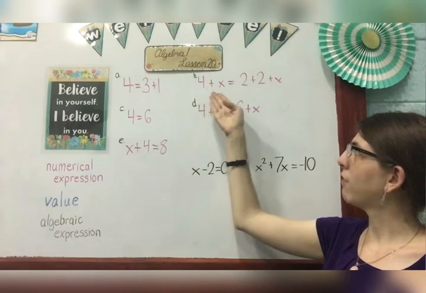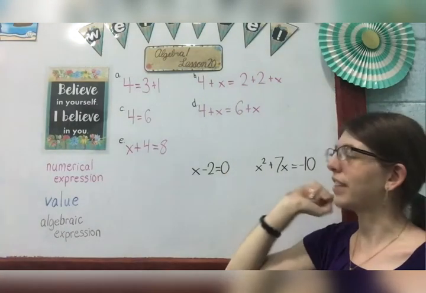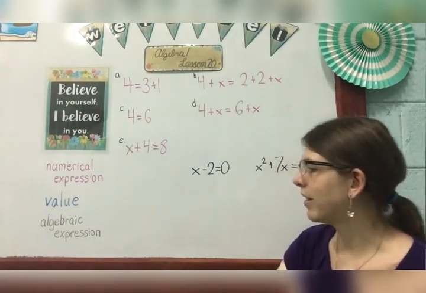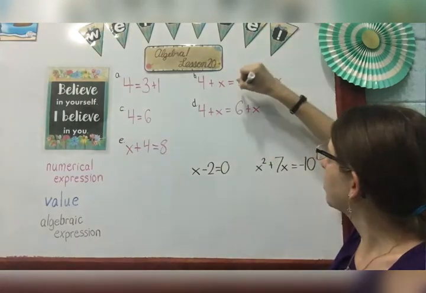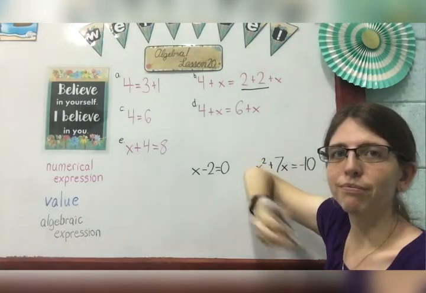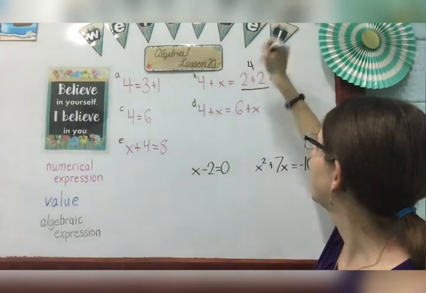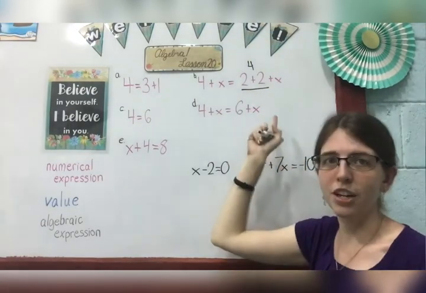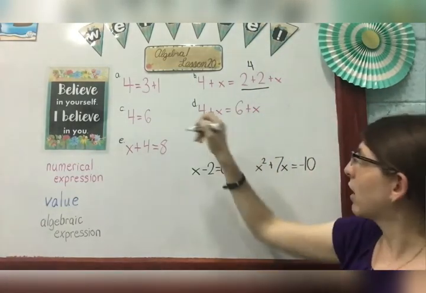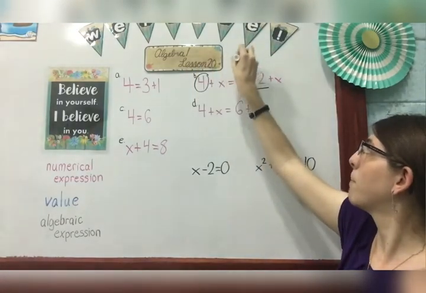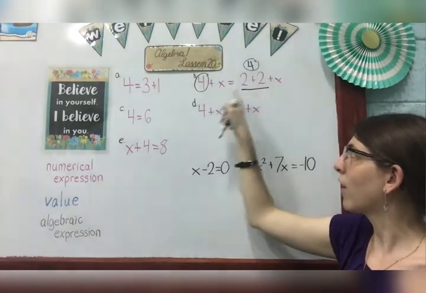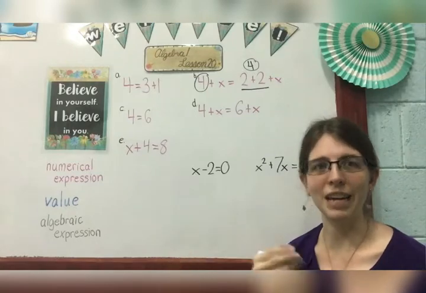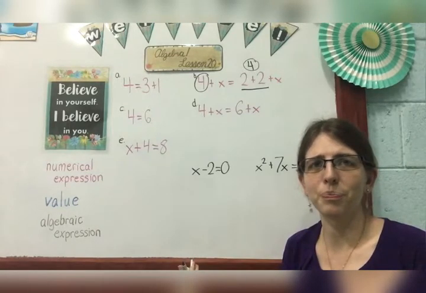This one, 4 plus x equals 2 plus 2 plus x. Well, I have 4 on the one side. Then I have 2 plus 2, which equals what? 4. So I'm saying 4 plus x is equal to essentially 4 plus x. My numerical value is the same on both sides. So whatever x is, I'm adding it to the same number, so it's always going to be true.